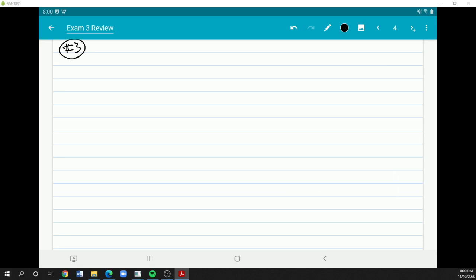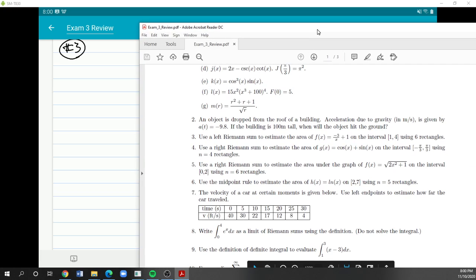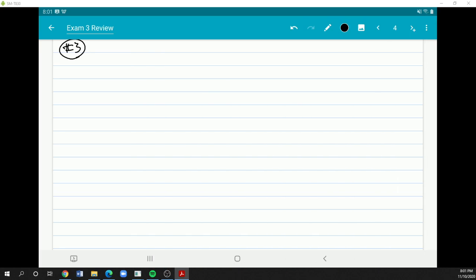Problem number 3. Use a left Riemann sum to estimate the area of f of x equals minus 3 over x plus 1 on [1, 4] using 6 rectangles. We can do this 100% with formulas, but I like to draw the picture. I feel like it gives me a good idea of what's going on.